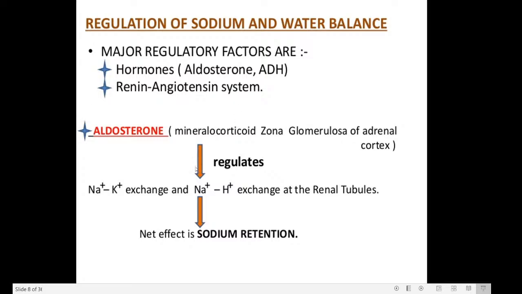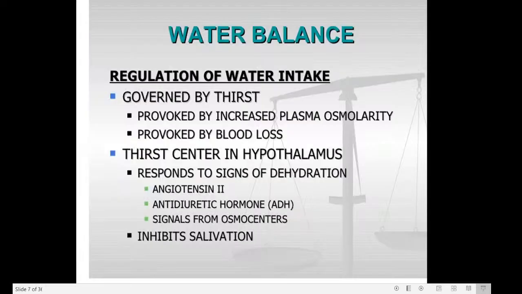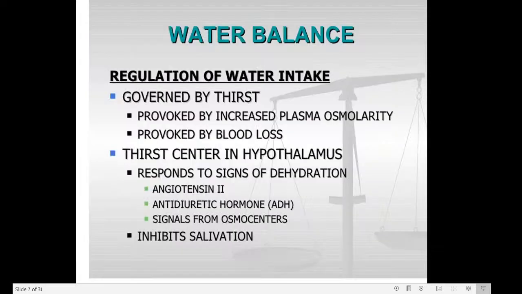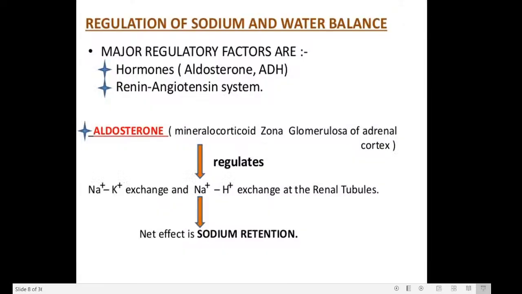Whenever we discuss water balance, there are three things that are very important: angiotensin and aldosterone, the antidiuretic hormone, and osmoreceptor signals. These are the important ones. Here you can see the renin angiotensin system. Here is aldosterone, and here is how it is regulated.